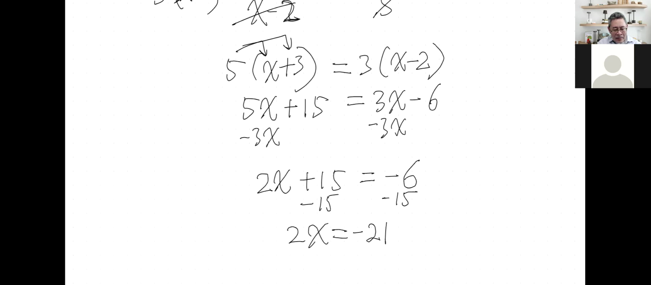I just didn't know what to do because I had the 15 and I didn't realize you had to bring it down with the 2x and then subtract it to the other side. I was lost on what to do with the 15, but now it makes sense. Then we divide by 2 on both sides. Then x is negative 21 over 2, right? Yeah, we good on here.